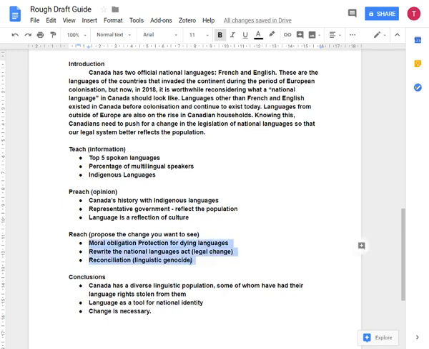If I wanted to rewrite this one, I would say that we have a moral obligation to protect dying languages, so I'd be referencing the legislation of national languages. I'd probably say we need to create a law that talks about revitalizing languages that are going extinct or that have been brought to the brink of extinction. And then I would talk about how we need to rewrite the National Languages Act, and do some boring stuff about that. I mean, not boring for me. This is my bread and butter. I live for this.